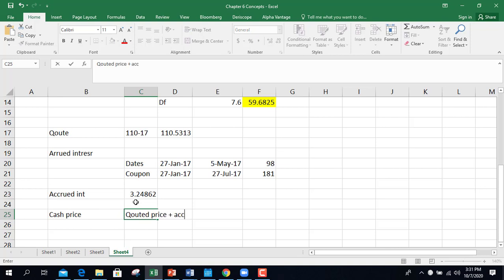Now we know that cash price of a bond always equals quoted price plus accrued interest, which is nothing but quoted price is this plus accrued interest is this. So cash price of the bond is 113.7799. Okay.